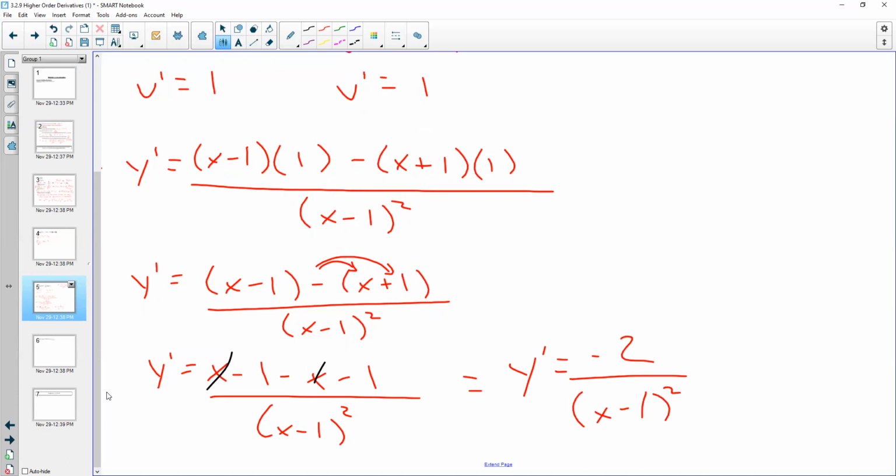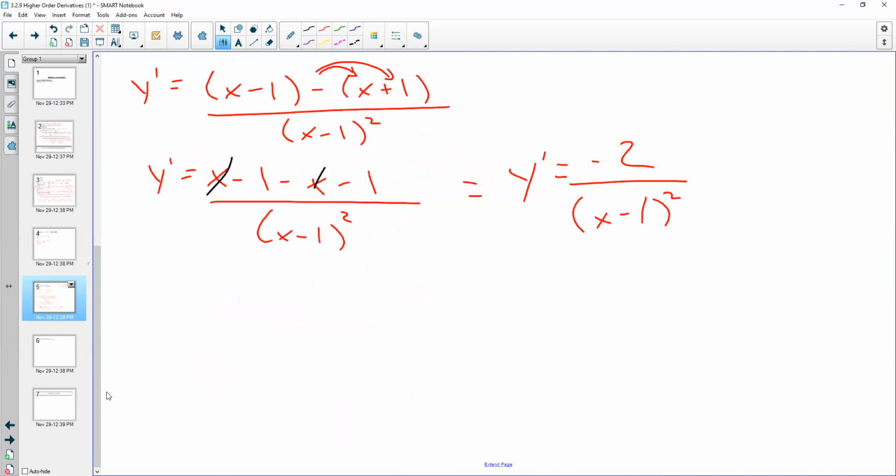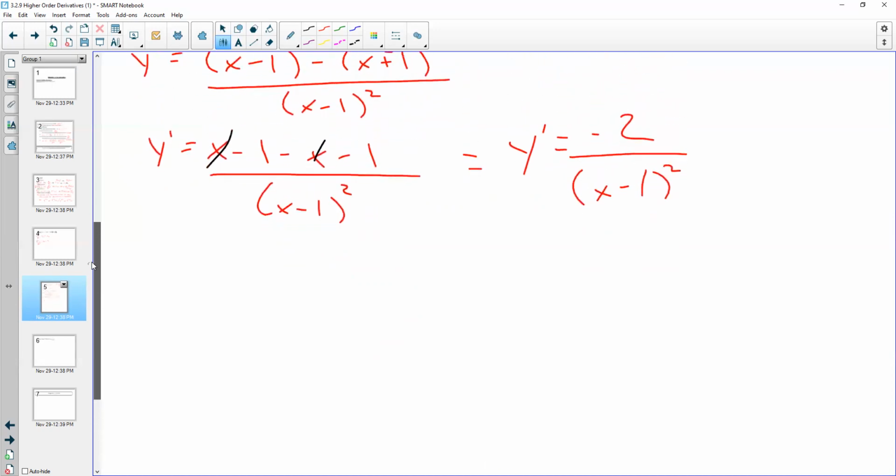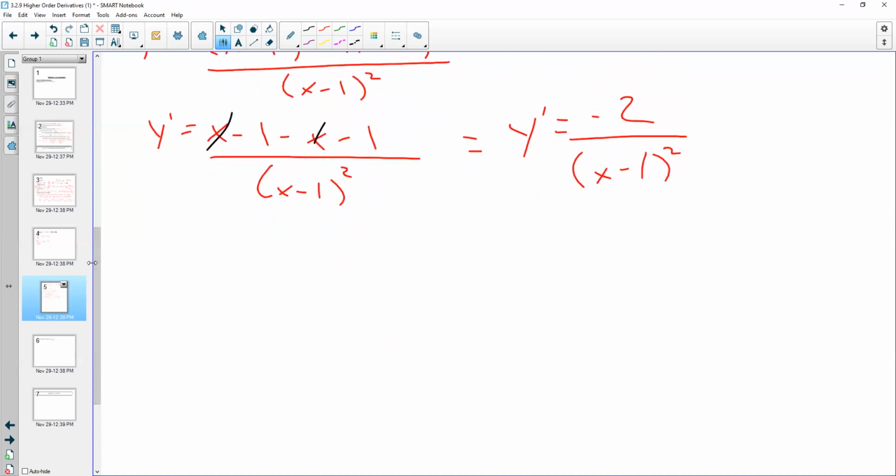This is a nice quotient rule question, right? Okay, but what was the question asking us for? Y to the 3. So we need to differentiate this again. What rule will we use for this function? Quotient. All good? Because we do have a fraction.